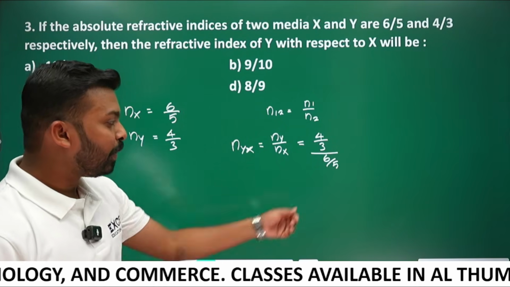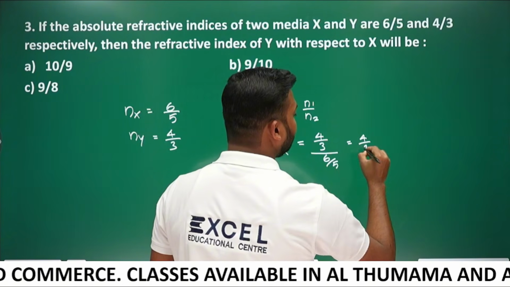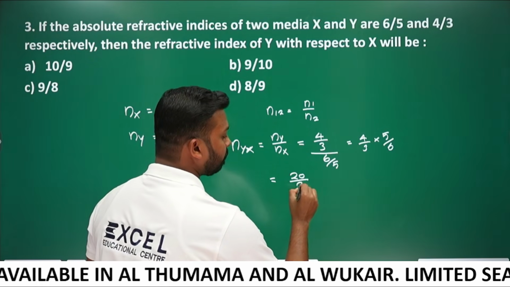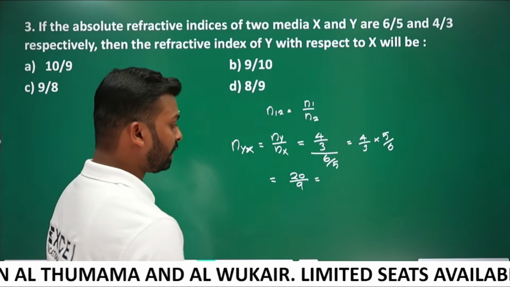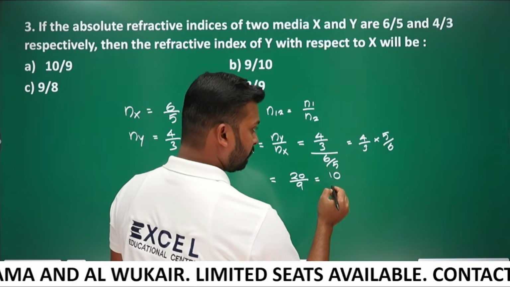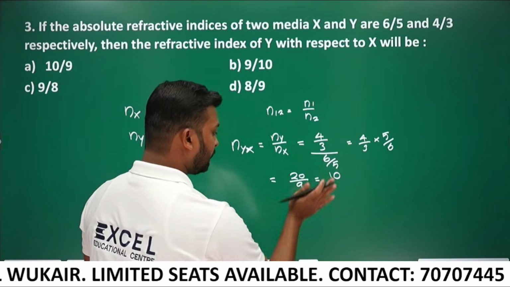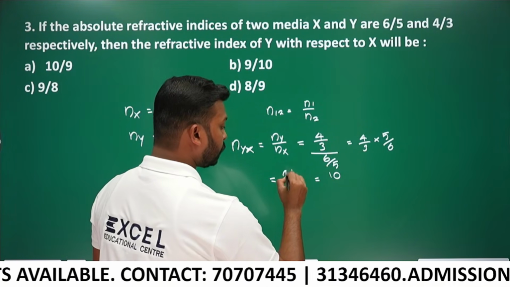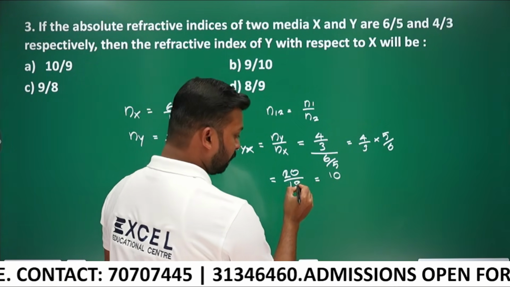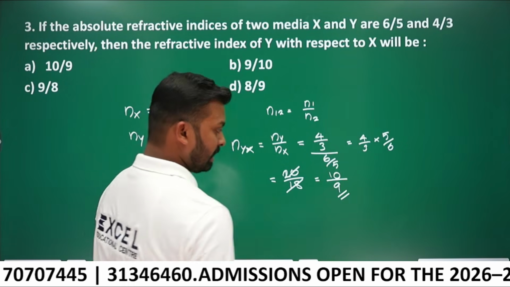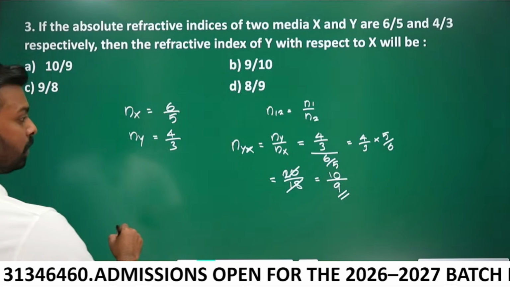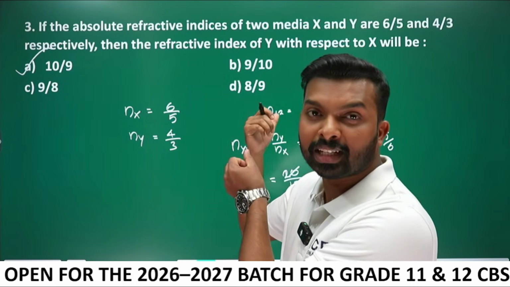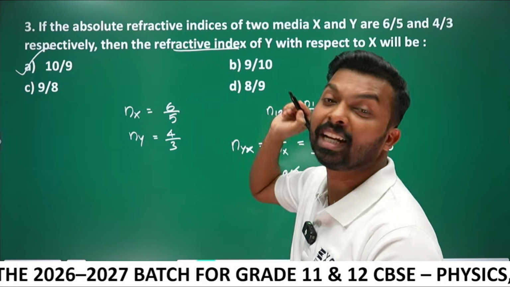Now this can be written as 4 by 3 into 5 by 6. Multiplying, you will get 20 by 9. Sorry, it is not 20 by 9, it is 20 by 18, right? On cancellation you will get 10 by 9. Let's check whether there is an option like this here. The first option itself is right. Understood or not? This is a question from refractive index, which is basically the relative refractive index.